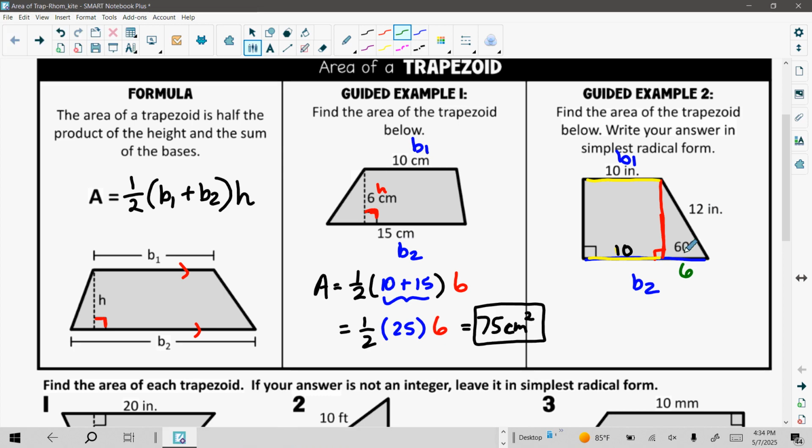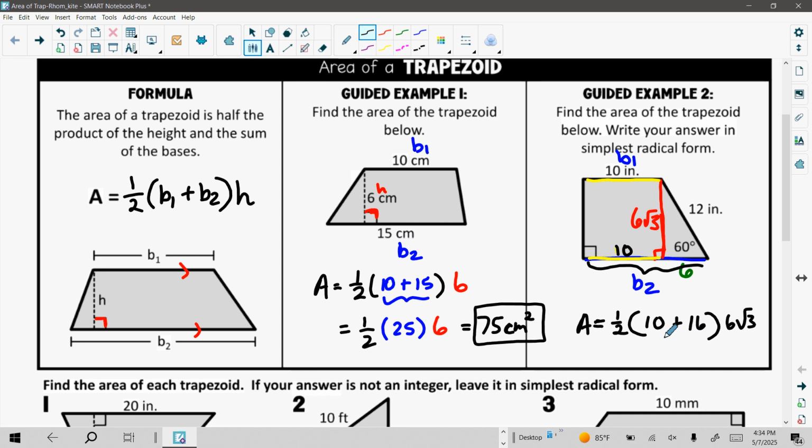All right, hopefully we saw half the hypotenuse, the short leg, is 6, and that makes our height here 6√3. So now I can plug it into our formula, and because we have a radical in our height, we're going to have a radical answer most likely. So we're going to do 1/2, B1 is our 10 plus B2. Now to get to this B2, we have to add these two parts together. So that's going to be 16 times our height, which was the 6√3.